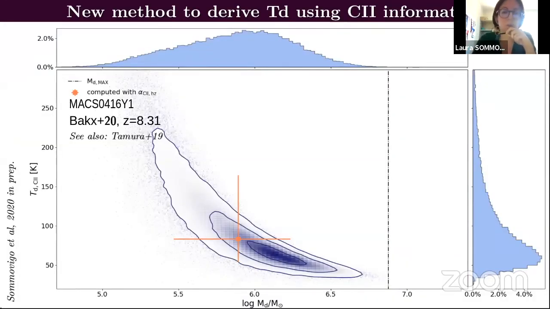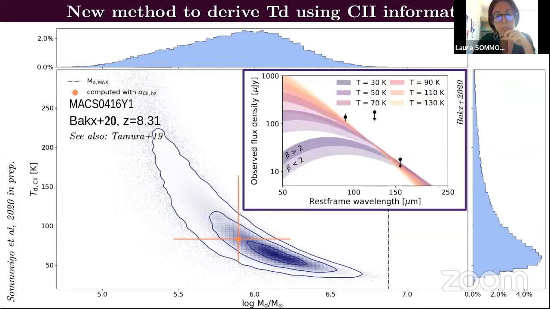Finally, I would like to conclude by presenting some preliminary results on a new method that we are developing, which is aimed at constraining the dust temperature using only one continuum observation, which is what we generally have for high redshift galaxies. Here, I'm showing the case of the same galaxy I was discussing before in terms of the dust mass, the galaxy at redshift 8.31, observed by Bakx 2020 and Tamura 2019. For this galaxy, with our method, we get a dust temperature of 83 Kelvin, which is perfectly in line with the lower limit given by Bakx 2020.